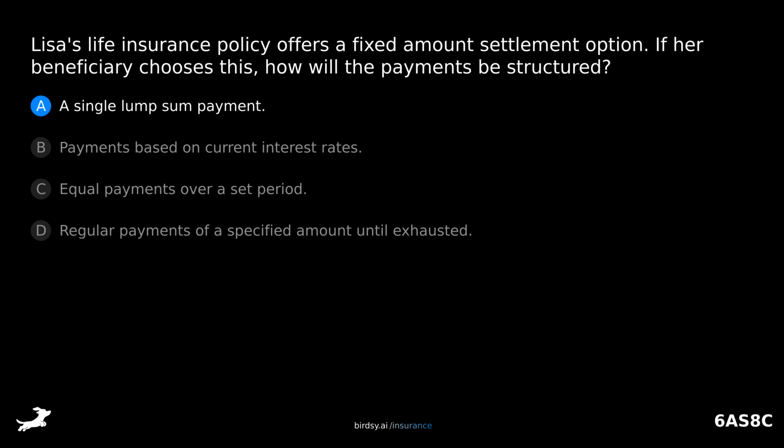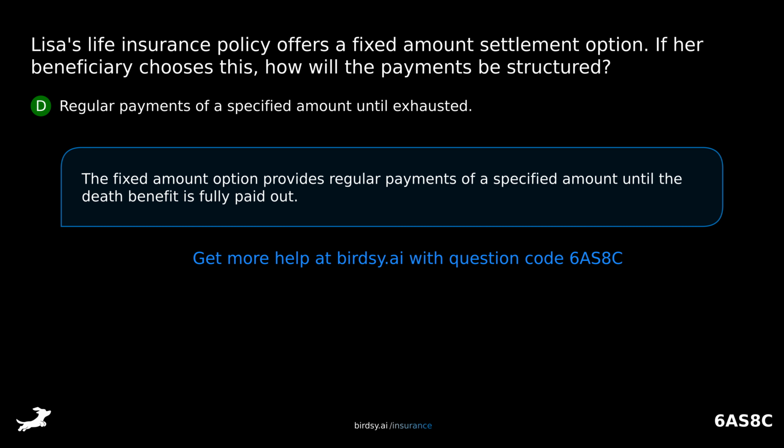Is it A, a single lump sum payment, B, payments based on current interest rates, C, equal payments over a set period, or D, regular payments of a specified amount until exhausted? The answer is D, regular payments of a specified amount until exhausted. The fixed amount option provides regular payments of a specified amount until the death benefit is fully paid out.